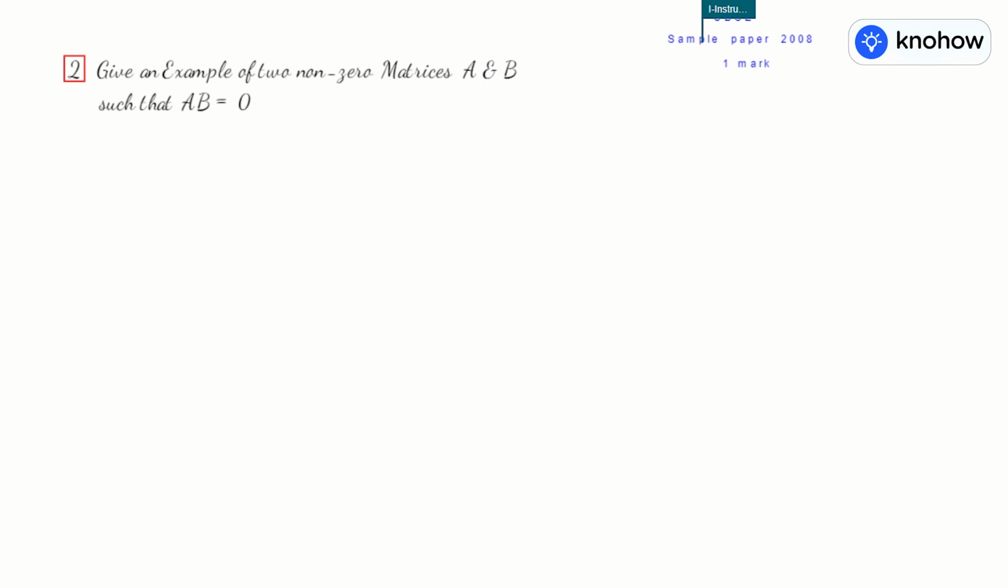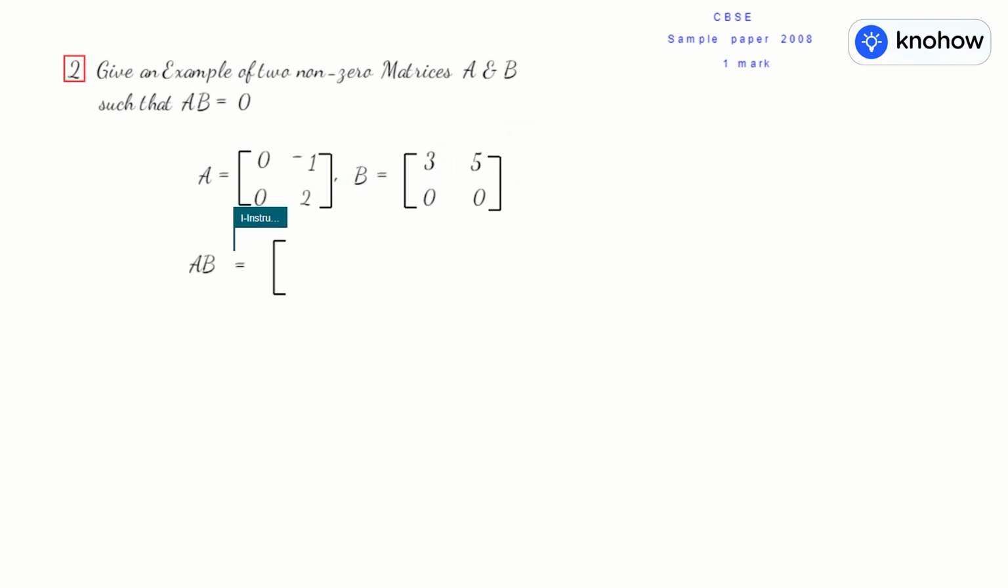Now take A equal to 0, 0, minus 1, 2, minus 1 and 2, and the matrix B equal to 3, 5, and the elements in the second row are 0, 0. You just multiply AB and you will find that the product is 0. You can check. How do you multiply? Take the elements of the first row multiplied with the first column. You get 0 into 3, 0, plus minus 1 into 0, 0. Similarly, if you multiply the first row with the second column, you get 0 into 0 and so on. So you can verify the product will remain the 0 matrix.